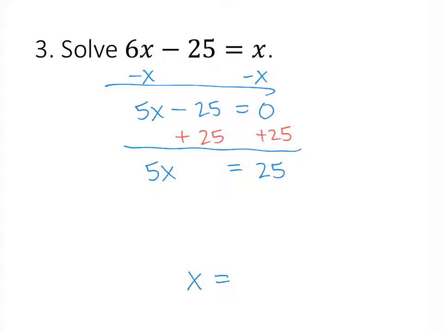x is being multiplied by 5, so the opposite operation is to divide by 5. And 25 divided by 5 is 5. So there's my final answer.